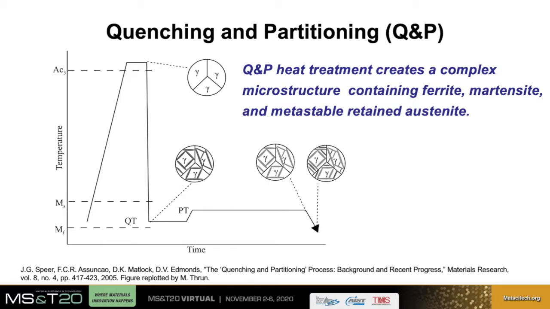Then, in a subsequent partitioning step, we allow the supersaturated carbon in the martensite to diffuse into the remaining austenite, thereby stabilizing the austenite at room temperature. In effect, Q&P creates a highly refined and complex microstructure containing martensite, metastable retained austenite, and perhaps intercritical ferrite.